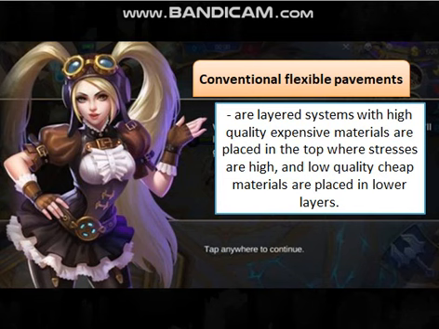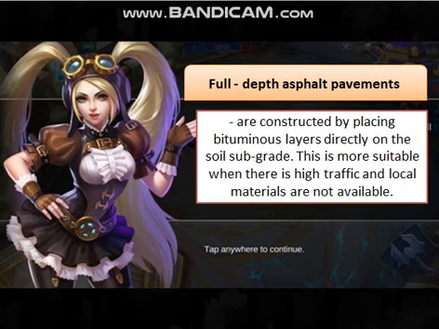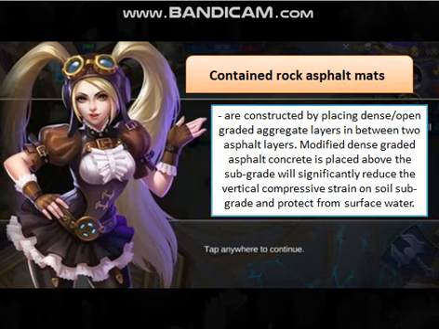Conventional flexible pavements are layered systems with high quality expensive materials placed at the top where stresses are high, and low quality cheap materials placed in the lower layers. Full depth asphalt pavements are constructed by placing bituminous layers directly on the soil subgrade. This is more suitable when there is high traffic and local materials are not available.